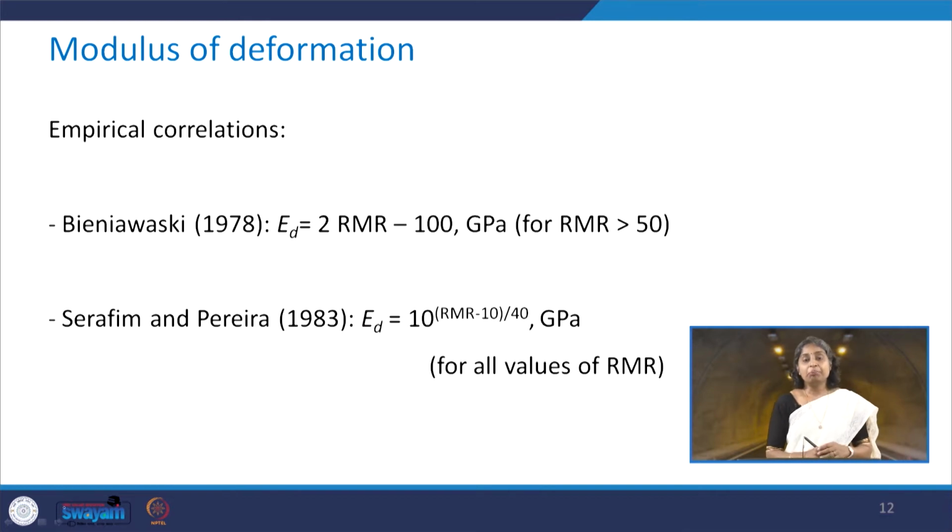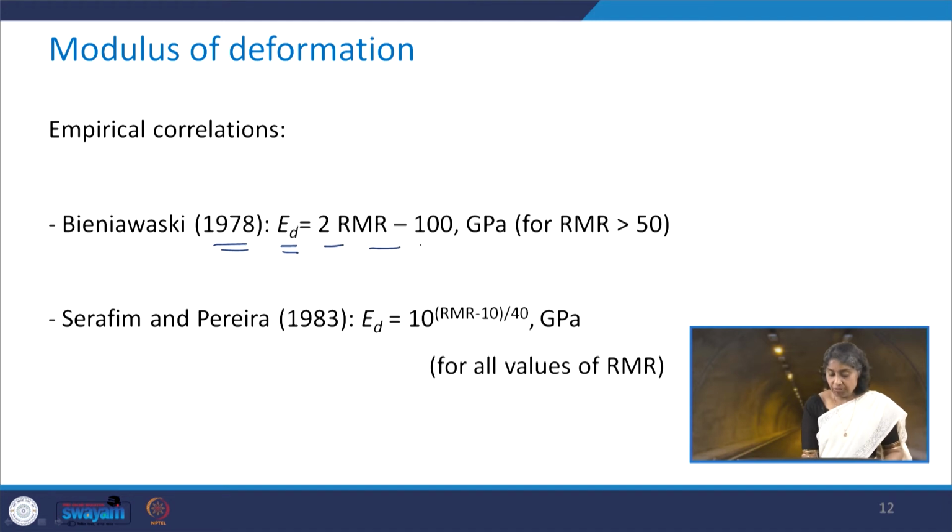There are a few empirical correlations which are also available. The modulus of deformation as per Bieniawski in 1978 is equal to 2 RMR minus 100, and the unit is GPa. We need to be careful about the units because here we are dealing with empirical correlations. This correlation is applicable when the rock mass has RMR greater than 50.